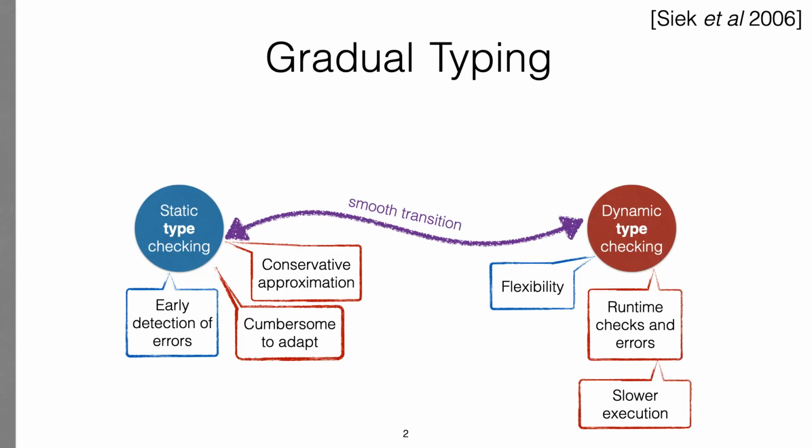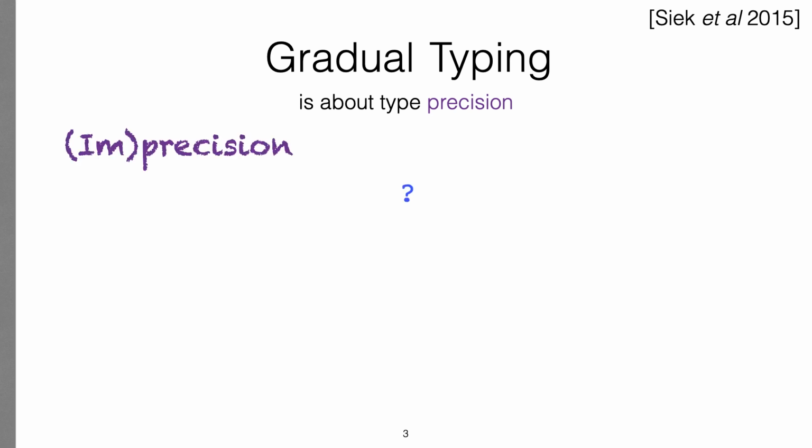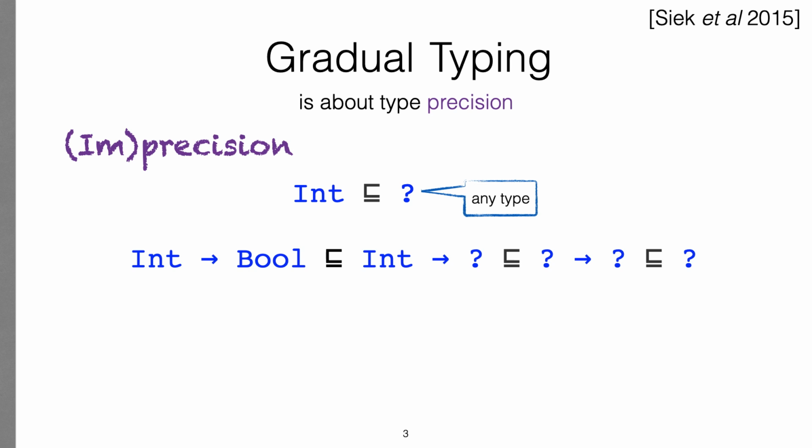Gradual typing supports the smooth transition between static and dynamic checking based on the programmer-controlled precision of type annotations. Gradual typing is about type precision, wherein precision is mostly introduced using the unknown type, which may represent any type whatsoever. For instance, unknown is more imprecise than int, and also more imprecise than unknown arrow unknown, and that is more imprecise than int arrow unknown, etc. Notice that the direction of the ordering characterizes imprecision, so the unknown type is always the most imprecise type.